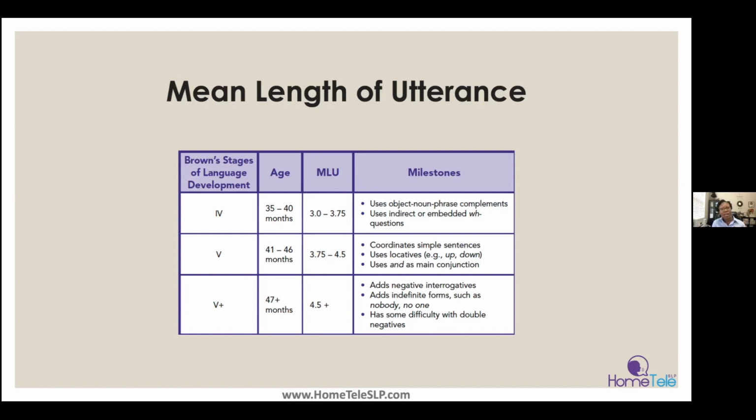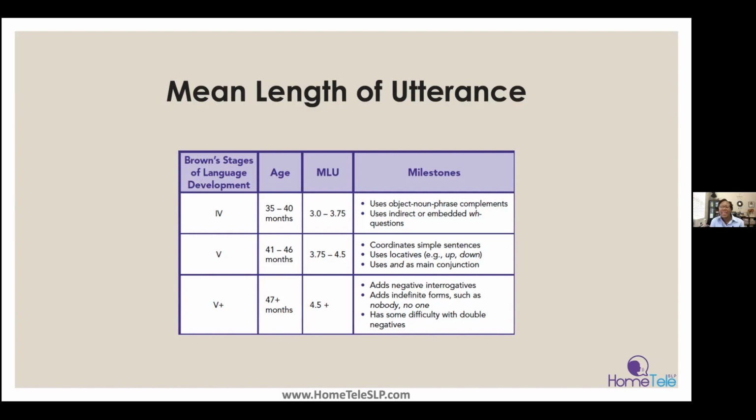And in stage 5, when they're between 41 to 46 months, they're using between 3.5 to 5 words. And they're using very simple sentences. They're starting to use some more locatives or spatial prepositional concepts. And they're using "and" as a conjunction. So they're able to combine phrases.